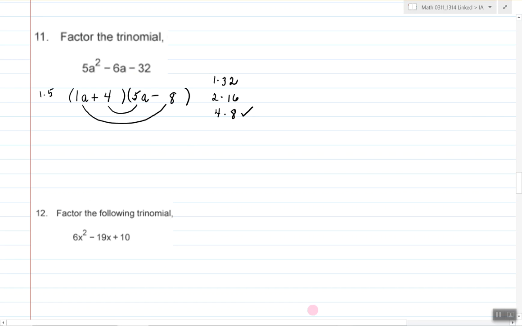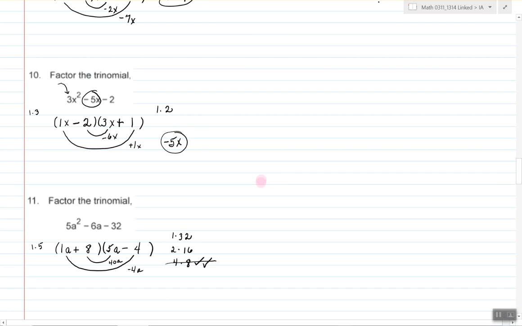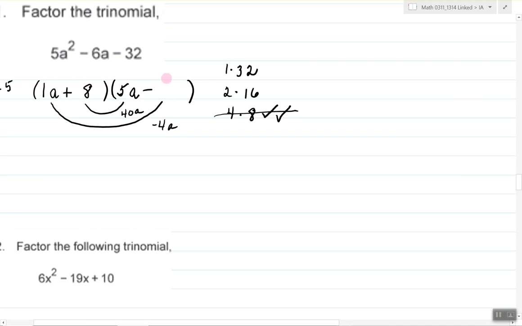I always say that the next thing you should do is change the place of those. Put the 8 here and the 4 here. So this is the second thing I'm checking. Now the outer product is negative 4a, the inner product is positive 40a, and it got a little bit worse. Now my middle term would be 36a, and it's not. All right, I have checked this both directions. It didn't work. Done. It is not 4 and 8. So I will erase.